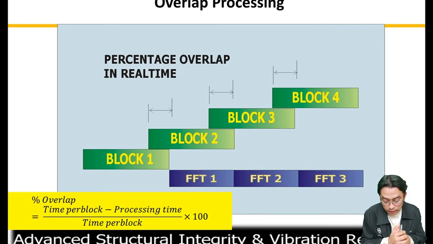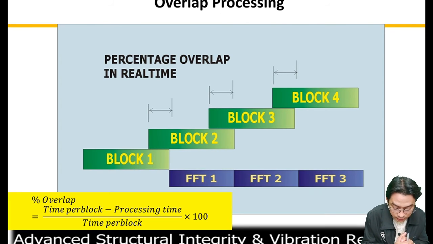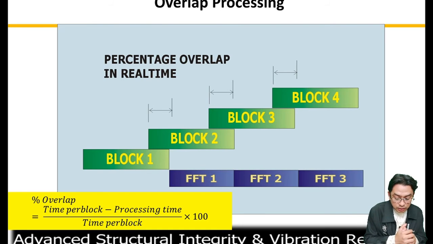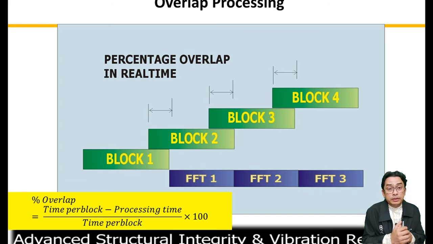To calculate the percentage of overlapping, we take the time per block minus the processing time, divide by time per block, and times 100. So we can get the percentage of overlapping. We must make sure that we do not have too much overlapping, otherwise it will disturb the signal. We have to make sure that this is optimum.